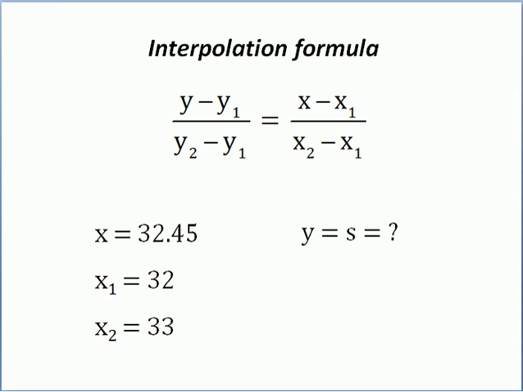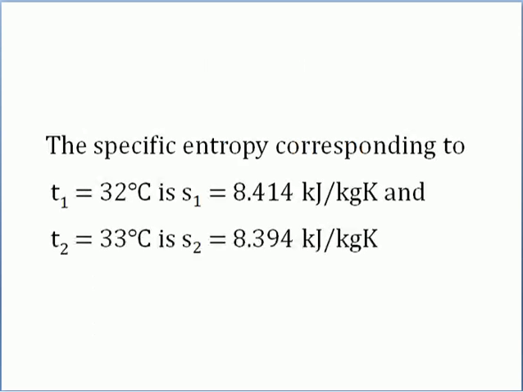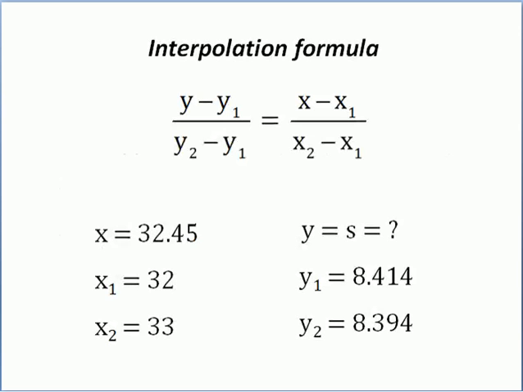In this interpolation formula, now we have x, x1, x2 and also y. What are y1 and y2? They are the specific entropy values corresponding to these two temperatures. The values given in the steam tables for 32 degrees Celsius and 33 degrees Celsius are these S1 and S2. These values are the y1 and y2 corresponding to x1 and x2. Now we have everything: x, y, x1, y1, x2 and y2. We just have to substitute everything in the formula and find the unknown value, that is y, the specific entropy.